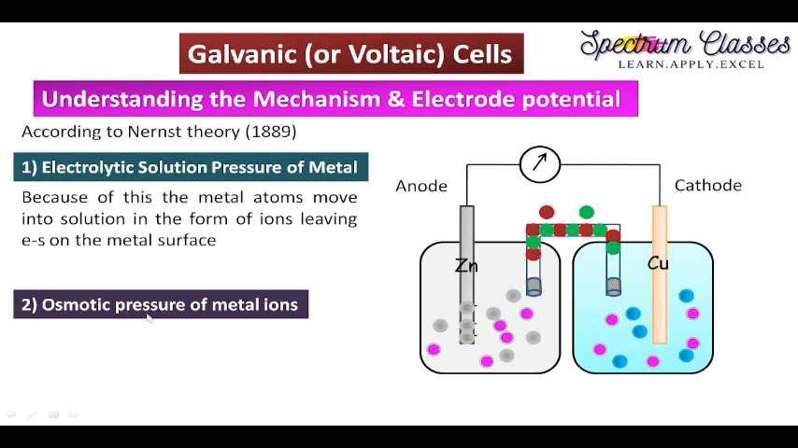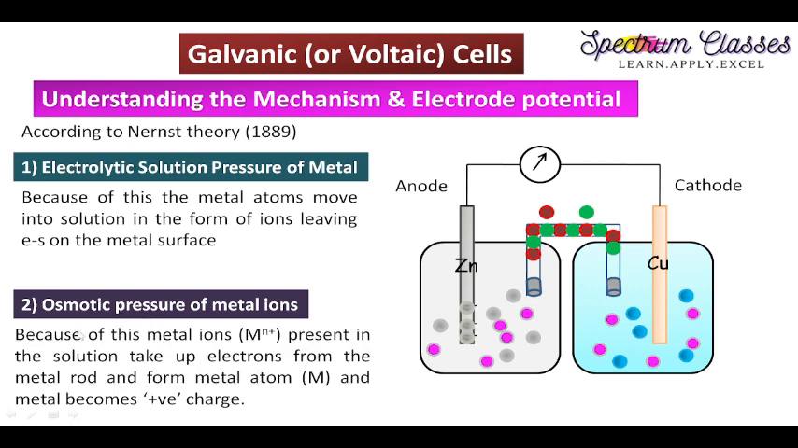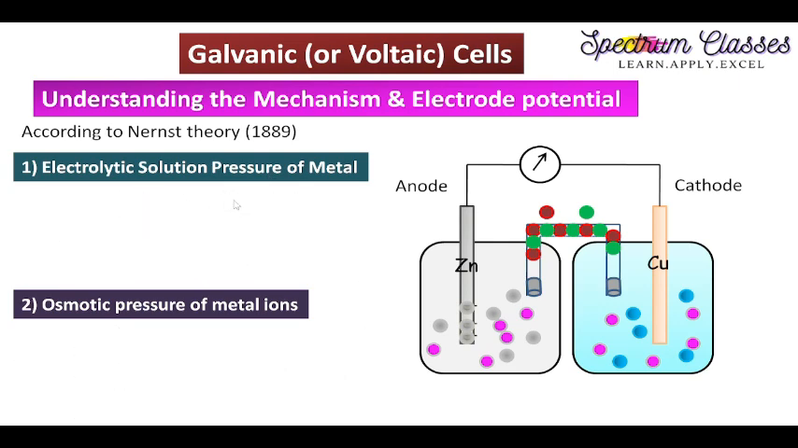The second one is osmotic pressure of the metal ions. Because of this osmotic pressure, the metal ions present in the solution take up the electrons from the metal rod and convert into metal atoms, leaving the positive charge over the metal surface. First I will show you these two statements by an example. If this is going to happen, then this type of reaction will occur. So zinc, on losing the electrons, will produce zinc 2 plus ions, and it goes into the solution.